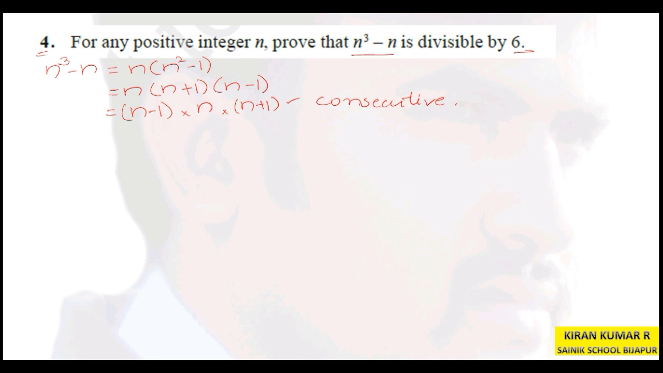In the previous question, in question number 3, we have seen out of 3 consecutive numbers, one of them is divisible by 3. In the previous question, we have the result. The result was 1 out of 3 consecutive numbers is divisible by 3.